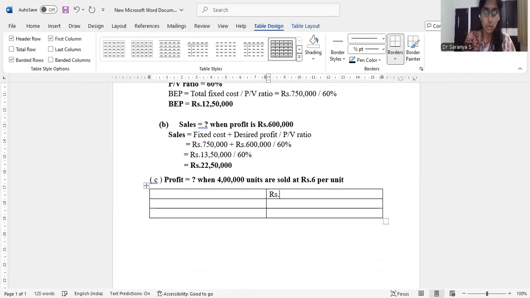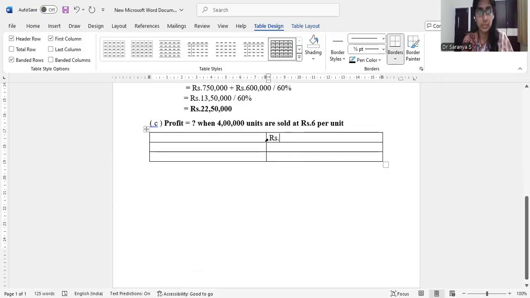Okay, so let's have two columns, particulars and rupees. Okay, the first one, sales. Okay, so we have to find out the profit. So you know the formula to find out the contribution. Contribution equal to what is the formula? Sales minus variable cost. Okay, so we will apply the formula sales minus variable cost. We'll get the contribution. From that, we will deduct the fixed cost. Then we'll be able to find out the amount of profit.